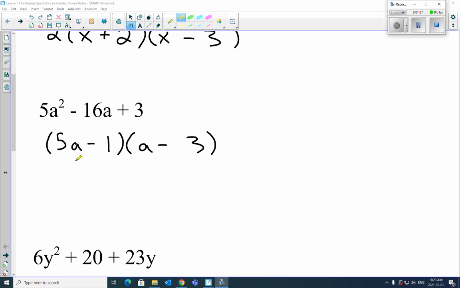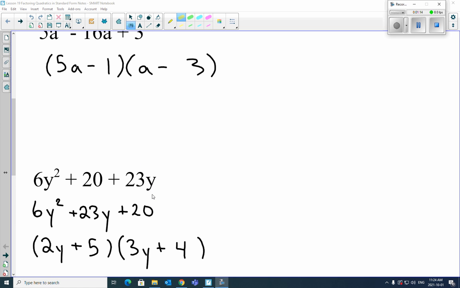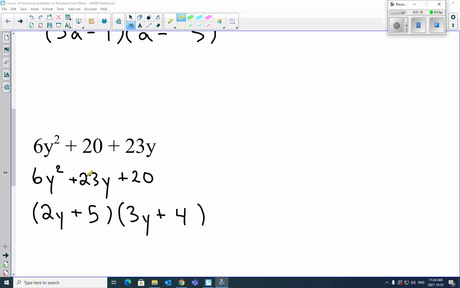So 5 times 3 is 15. 1 times 1 is 1. Added together, yeah, that's where we get our negative 16 from. Now this one, first thing you got to do is realize, oh, it's in the wrong order, right? We always put them in descending order. So that would be 6y squared, and then put the plus 23y, and then the plus 20.